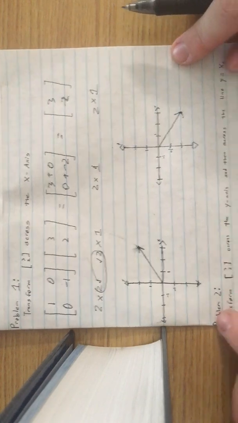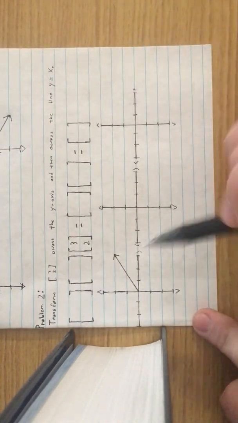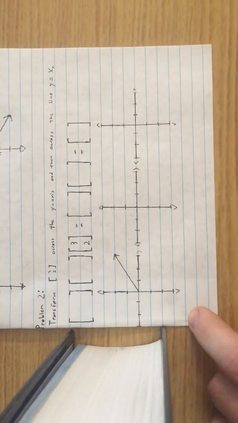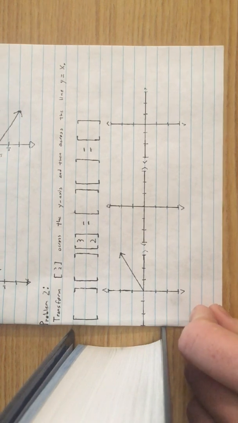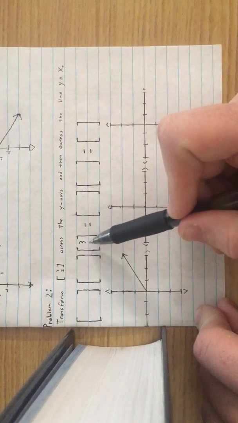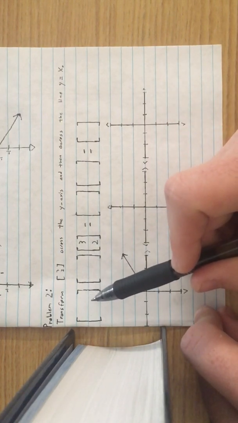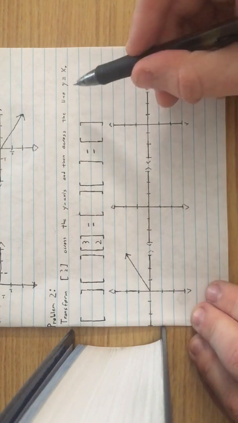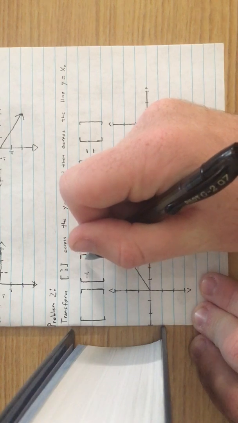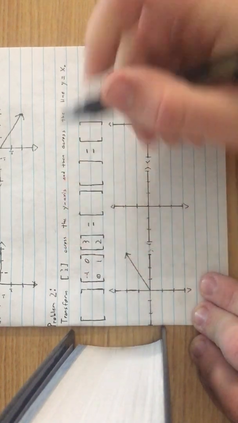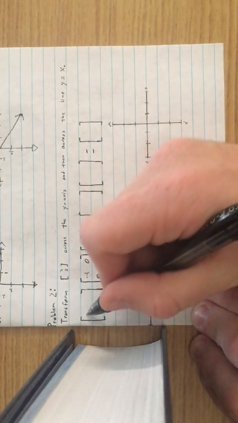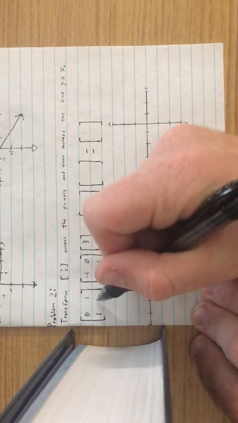Now onto a more difficult problem. Problem 2: transform vector 3, 2 across the y-axis and then across the line y equals x. This is a 2-step transformation problem. When doing a 2-step, you want to start with the first step closer to the vector that's being transformed, and then the second step further away, so that way you go in order. First we want to transform across the y-axis, so we'll use our matrix negative 1, 0, 0, 1, and then we'll transform across the line y equals x, as shown by the matrix 0, 1, 1, 0.